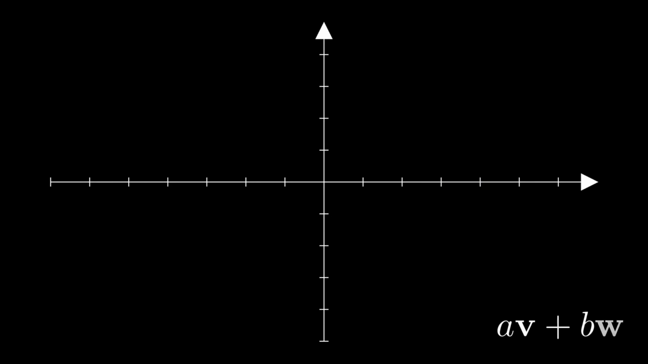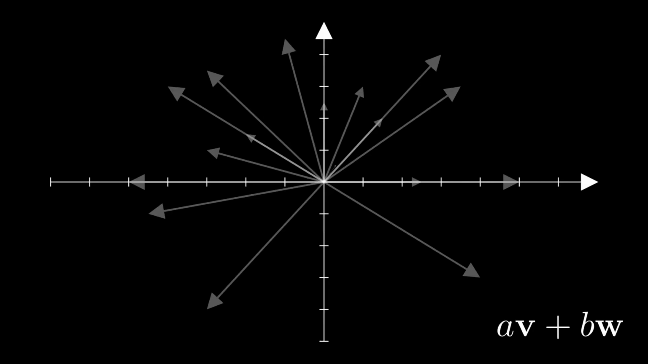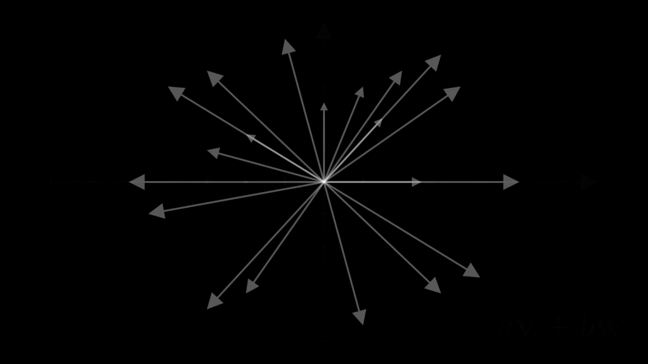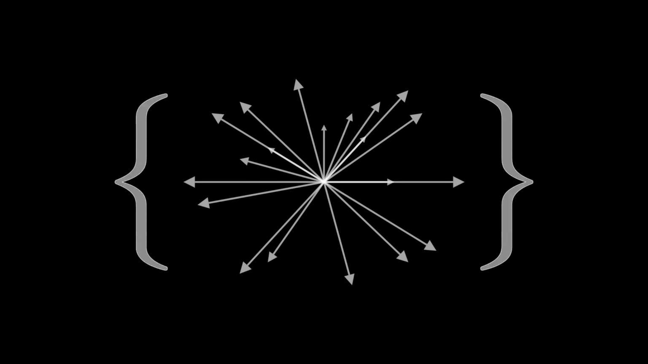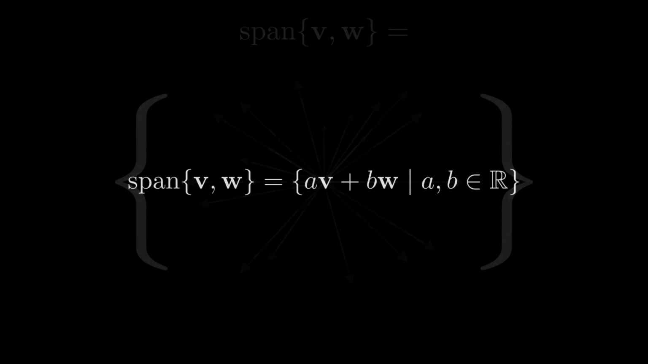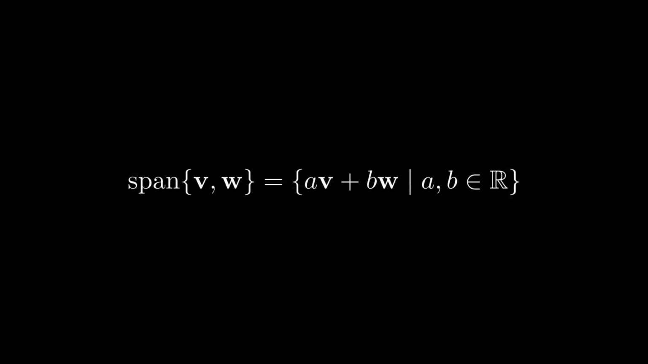And if we allow every possible scalar, we get every vector that can be created from v and w. This entire set is called the span of v and w. This is how we mathematically describe the span of v and w.